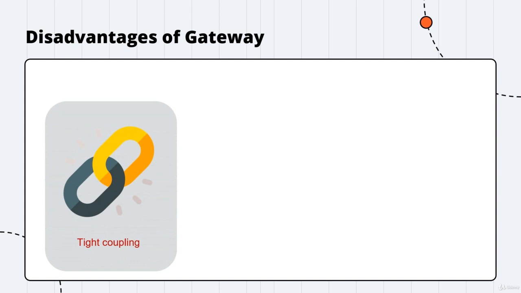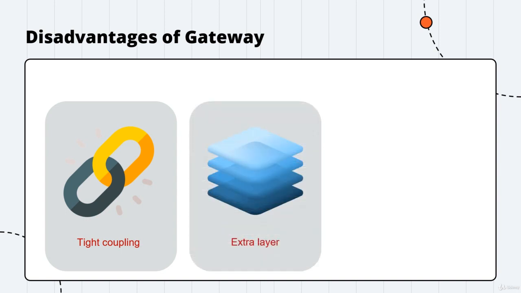Just like we had the possible couplings between clients and microservices, now we also start having tight coupling between the gateway and services. But in this case, the tight coupling will be limited to one layer as compared to the previous scenario where it was across all of the services. However, adding a gateway means that you are introducing an extra layer that comes with some downside.